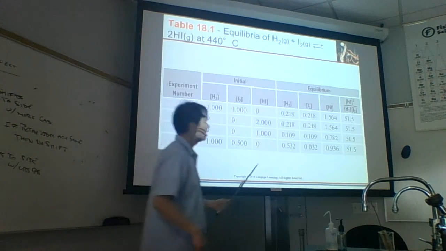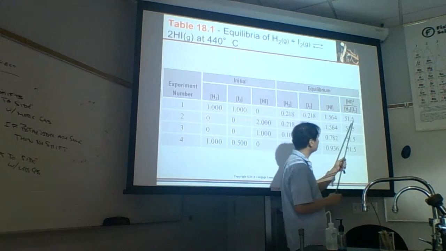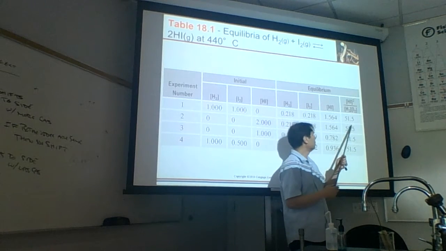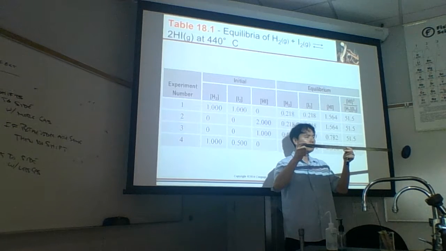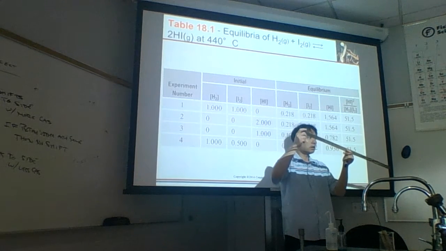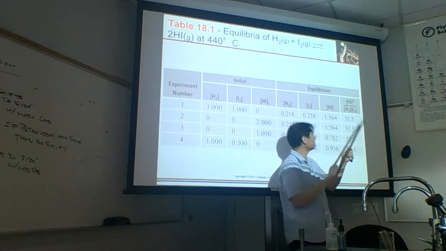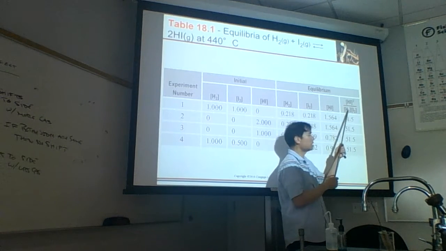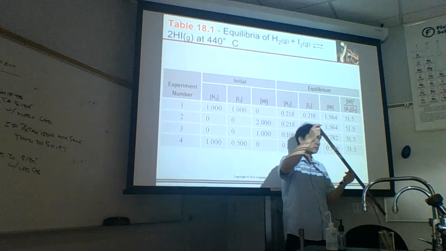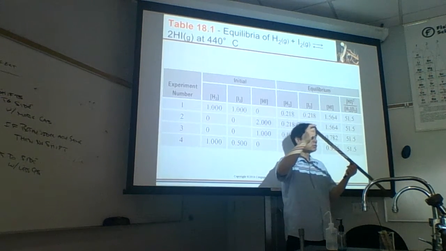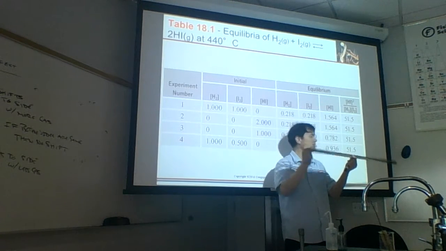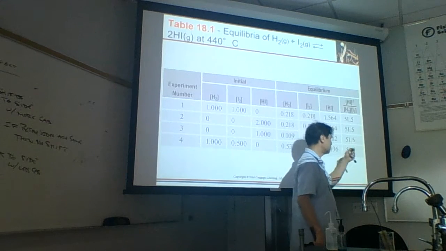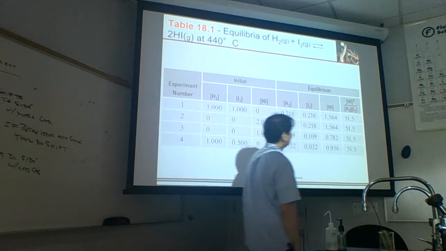When I look at which side looks slightly favored, well, this number is greater than 1. A number greater than 1 means the products are more favored, because the ratio of products to reactants is greater than 1, so products are more stable. Numbers less than 1 mean the reactants are more stable. That depends on how much. This number is not huge, 51.5.